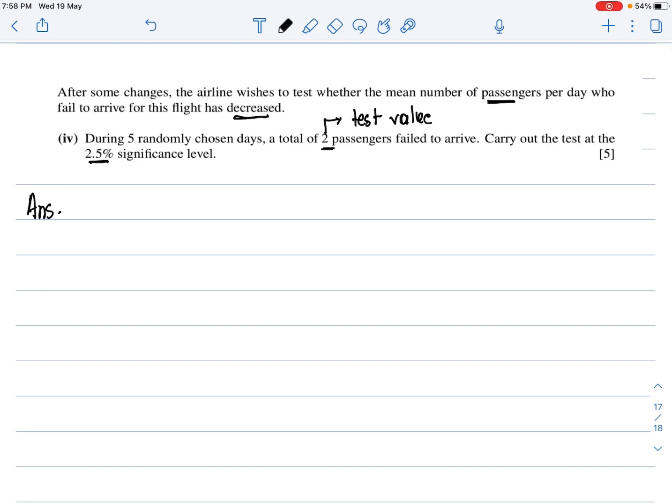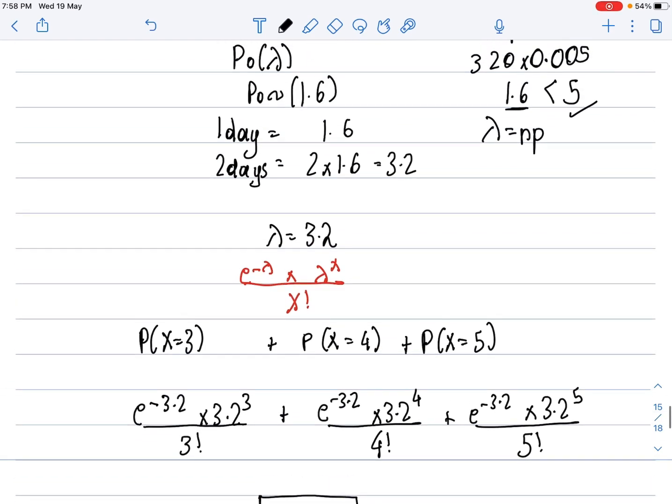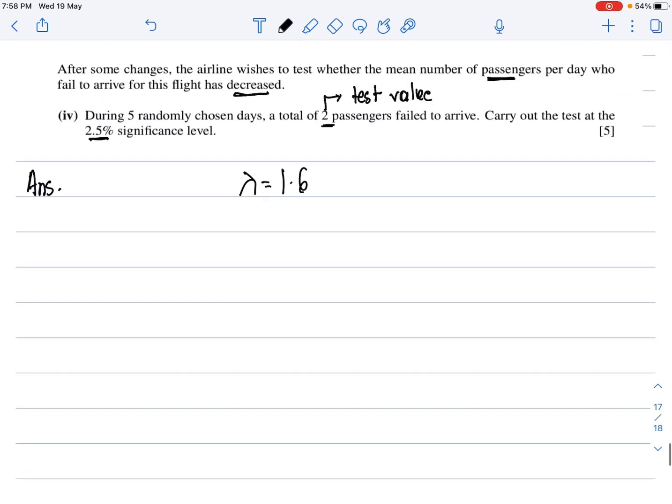Firstly, in the previous parts we saw my lambda for one day was 1.6, correct? That's what we even stated here. For one day is 1.6. So now you have taken 5 days here. So if one day takes 1.6, 5 days will be 5 into 1.6, which will give me a value of 8. So this is basically my new lambda.